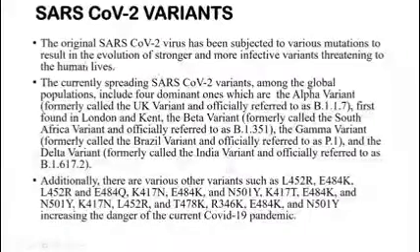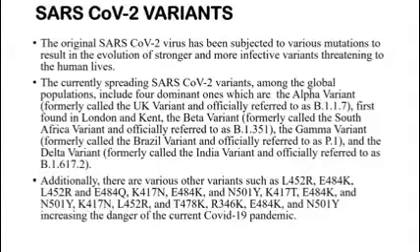Having understood what the SARS-CoV-2 virus is that causes COVID-19, we now know that this virus goes on making different variants. The original SARS-CoV-2 virus has been subjected to various mutations, resulting in the evolution of stronger and more infective variants. As you know, the Delta and Epsilon variants are more infective and very strong, threatening human lives. The currently spreading SARS-CoV-2 variants among the global population include four dominant ones, which we usually call alpha, beta, like that.